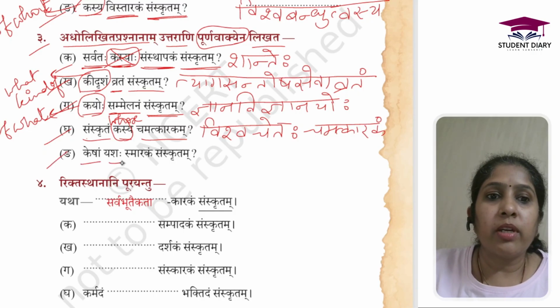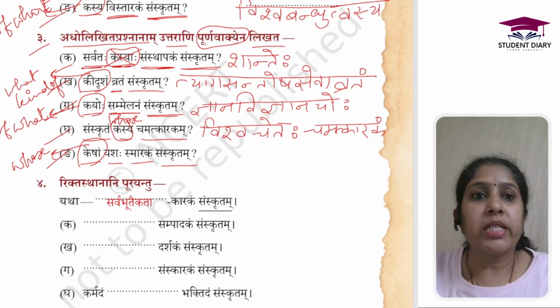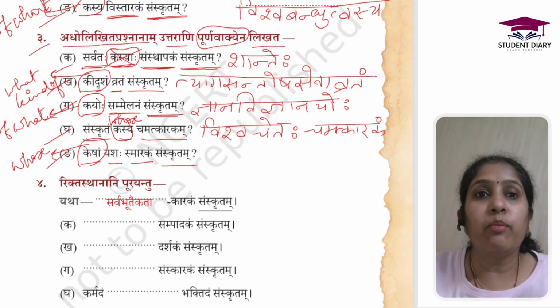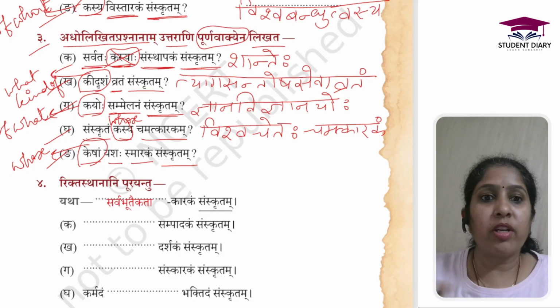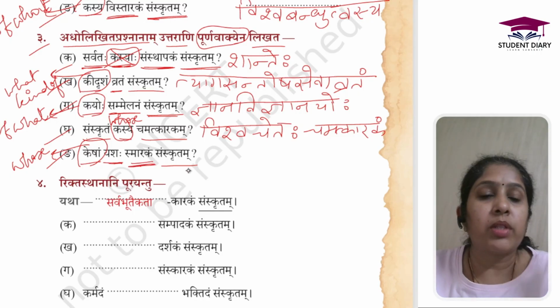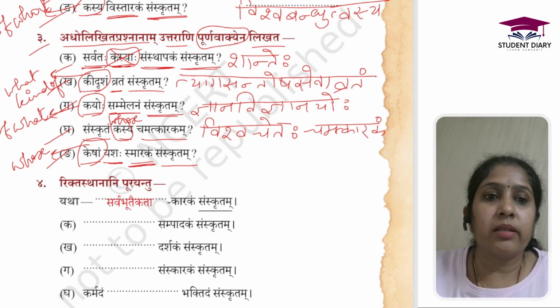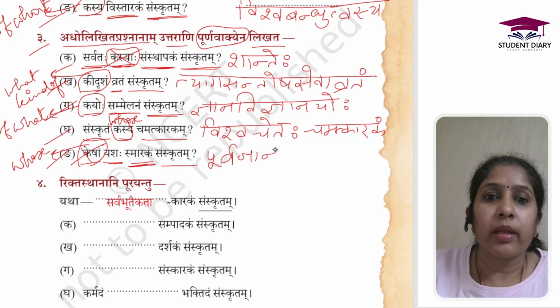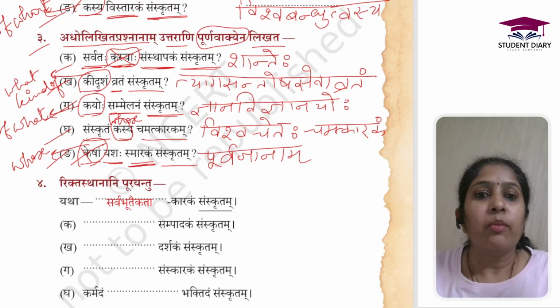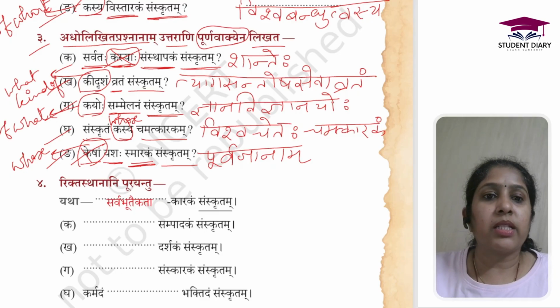Next one. Kesham Yashah Samarakam Sanskritam. Kesham means whose. Again, Shashti Vibhakti, right? But now the question word has to be masculine, Shashti Vibhakti Bahuvachan of pulling. So, whose fame? Samarakam is like a memorial. So, Sanskrit is used as a memorial for the fame of whom? Of our ancestors, right? So, in place of Kesham, we are going to write Purvajanam. Okay, so the answer will become Purvajanam Yashah Samarkam Sanskritam. I hope everyone has understood the second main.